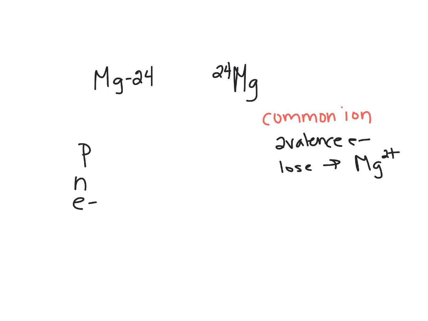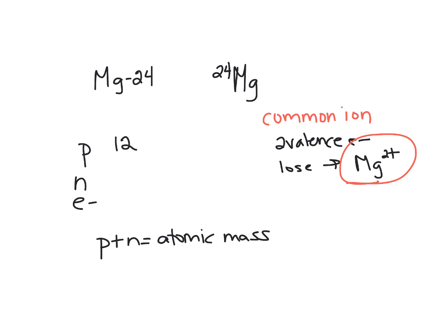Okay, so that's actually what we're looking for the protons, neutrons, and electrons in, because notice the question asks about the ion. So when we look at protons, we know that's determined from the periodic table. We see the atomic number for magnesium is 12, so that means we have 12 protons. The mass is 24, and protons plus neutrons equals the atomic mass, so we're going to have 12 neutrons because 12 plus 12 is 24.